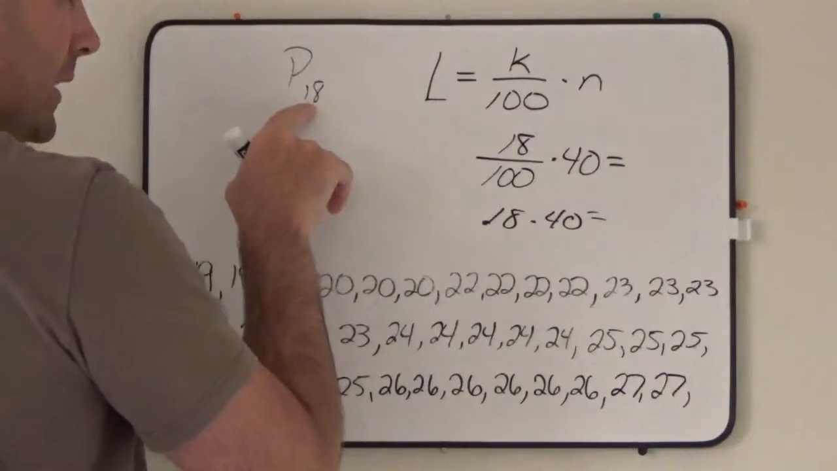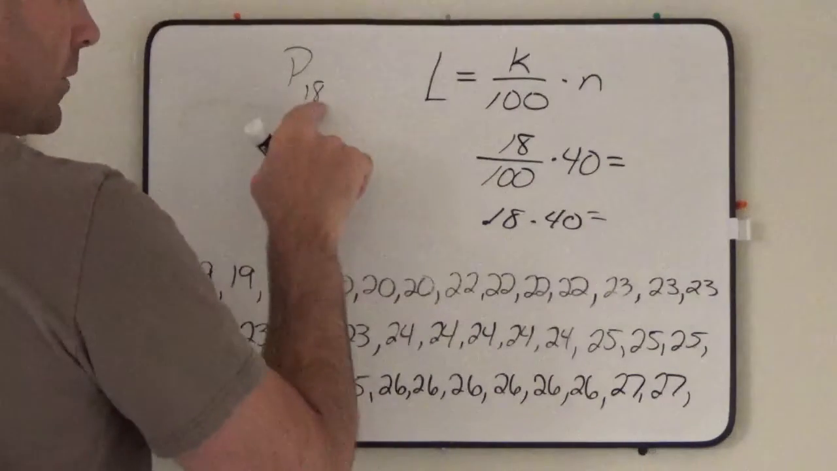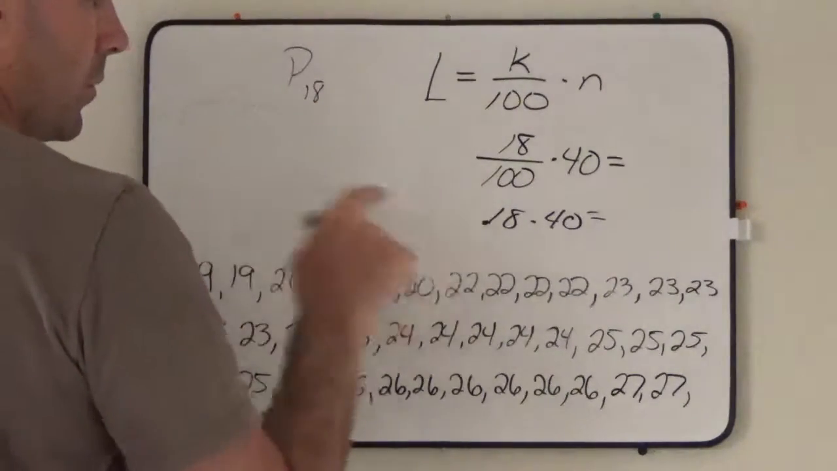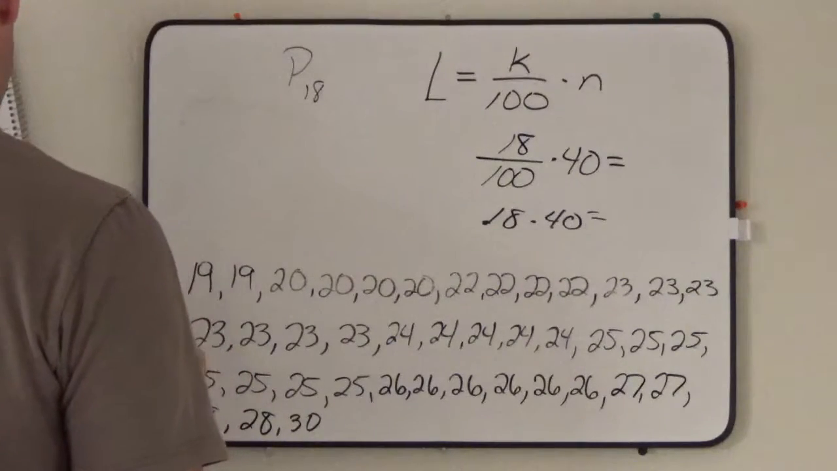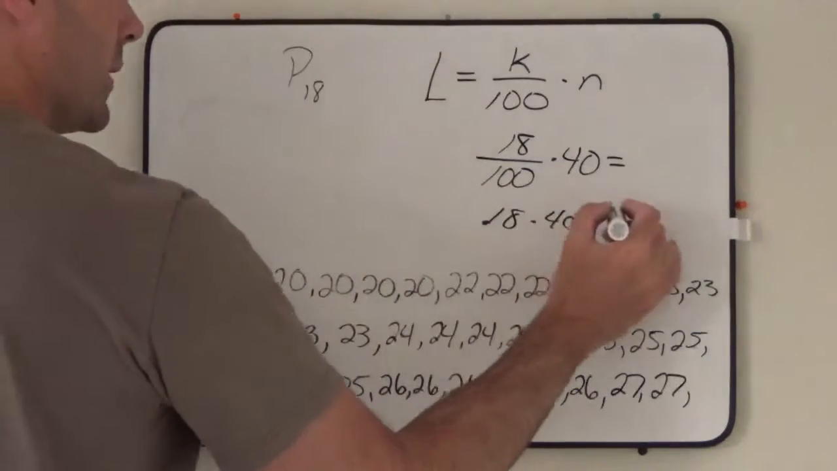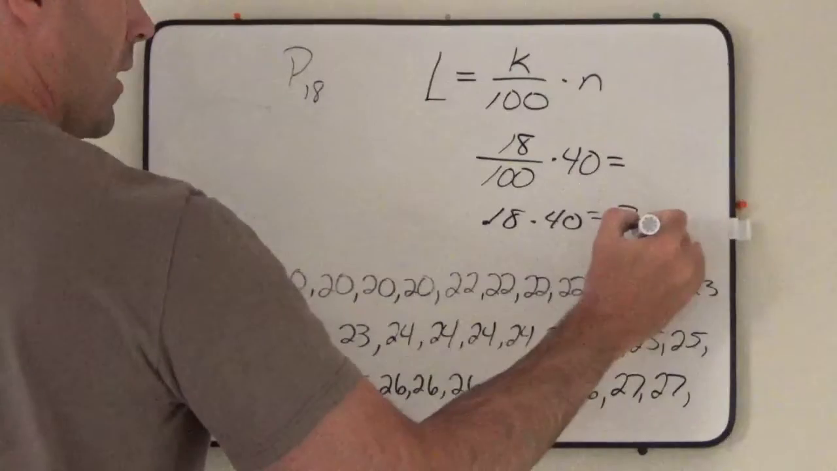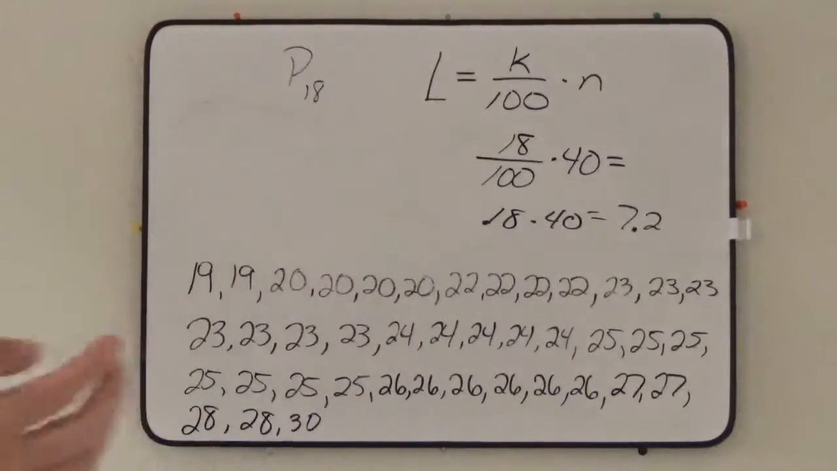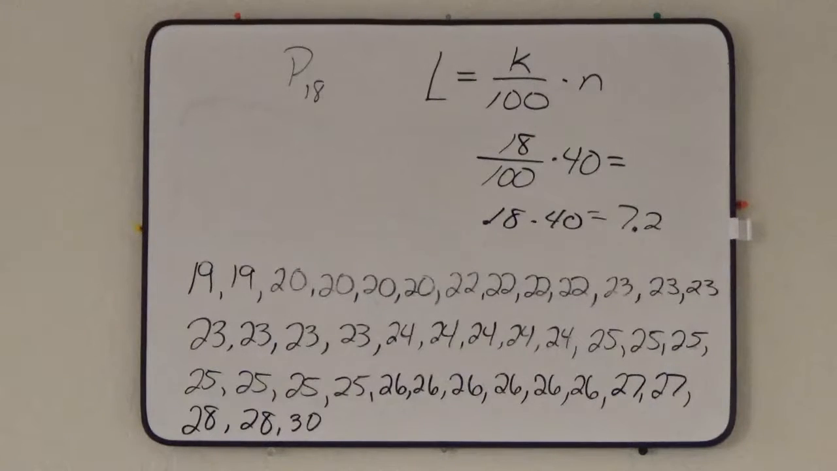Basically, it's taking this answer and making a decimal answer, moving the decimal twice to the left, 0.18. 0.18 times 40 is 7.2. Now, normally when we round this, we'll just say that the answer is 7. But due to percentiles, if we do not get an exact number, we'll always round a number up. So it's the 8th number. So L equals 8.